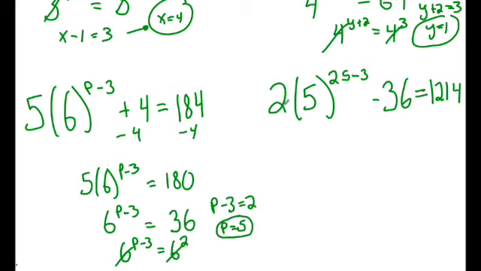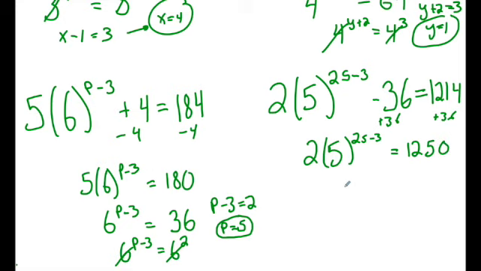Okay, last example. This is, by the way, a 2s minus 3, if you couldn't tell from my somewhat crummy handwriting. Okay, so I'm going to first add the 36. So I get 2 times 5 to the 2s minus 3 is equal to 1250. Okay, I divide by 2 on both sides. I get 625. Now, is 625 a power of 5?